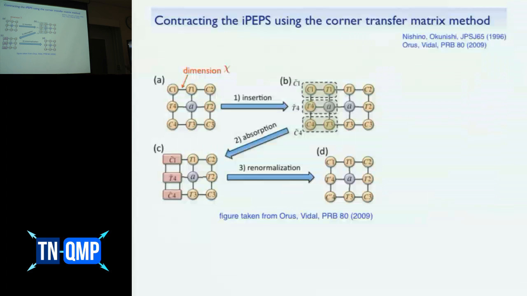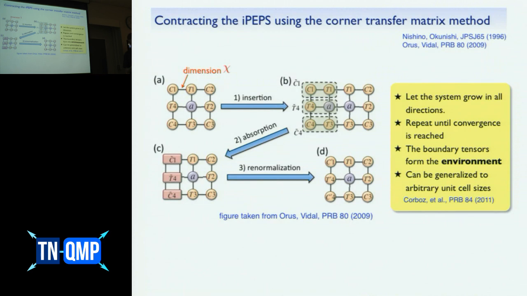Okay, so this is called a left move. And now very similarly, you can also do a right move, a top move, and a down move. And this you reiterate over and over until you have reached convergence. And once you have reached convergence, these environment tensors then really contain the infinite system surrounding the center site.